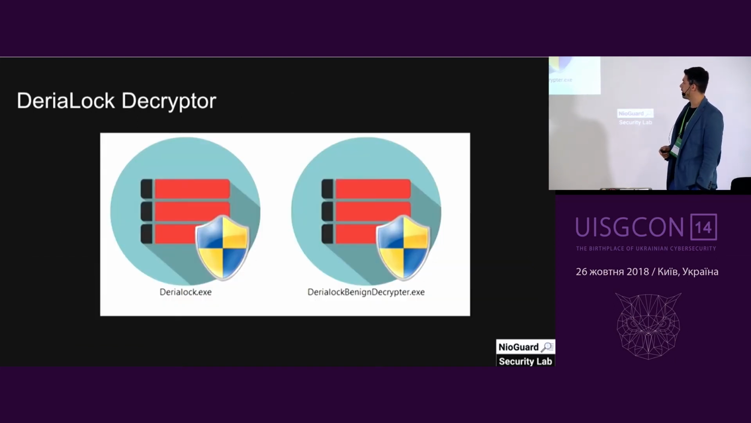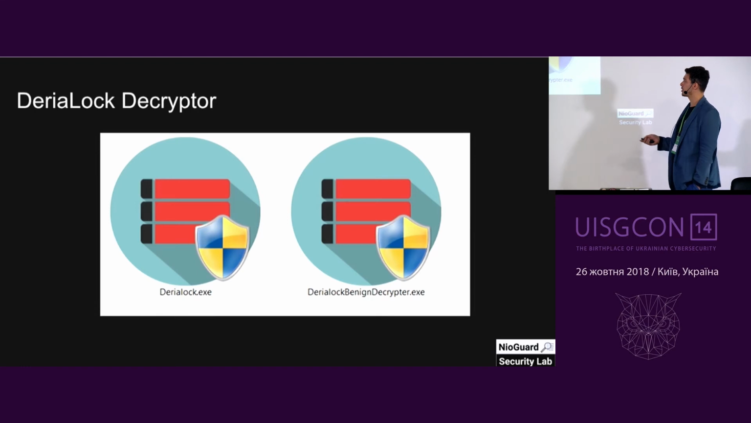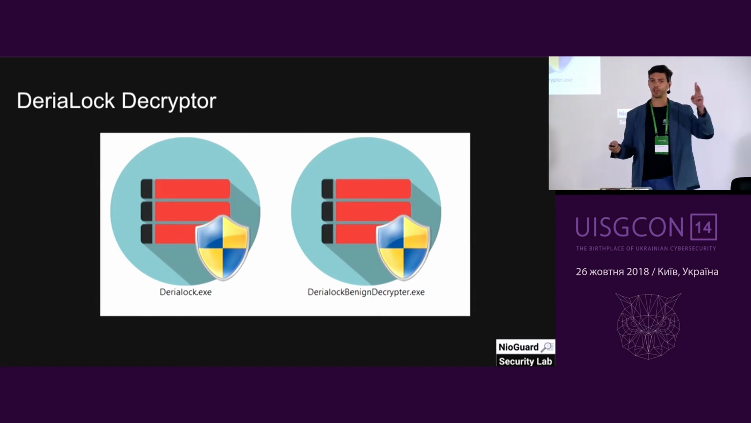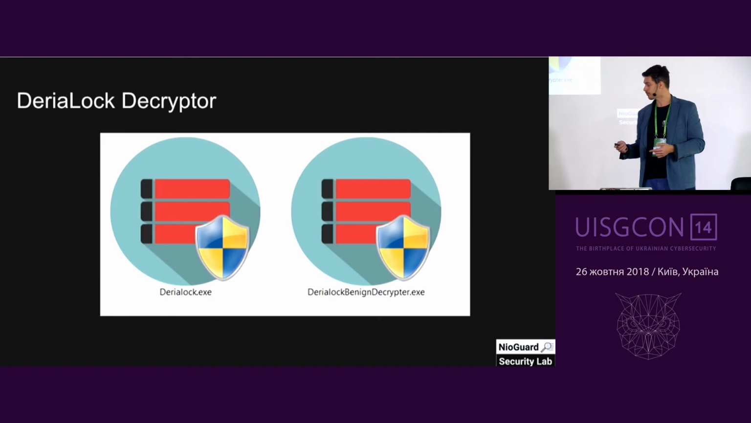And here we have another problem. For example, on the picture, this is the original DeriaLock ransomware, and this is a decryptor created by Checkpoint. Actually, it's a real decryptor. What they did, they just patched the original ransomware, because it contained both an encryption function and a decryption function. So, as you understand, it's easy to just replace the encryption function with decryption.